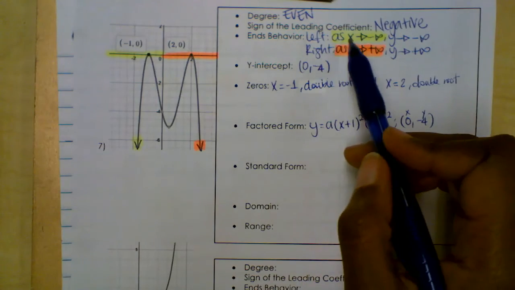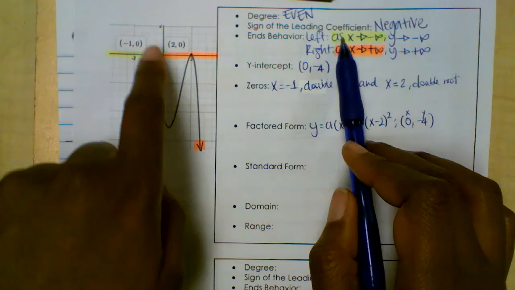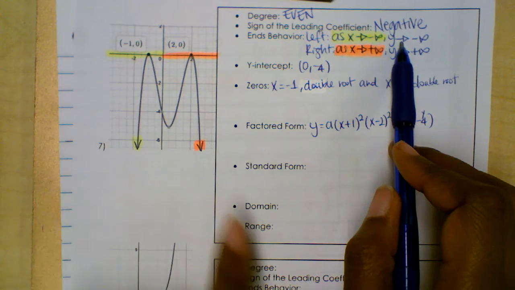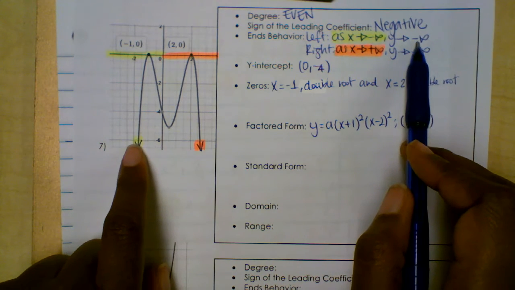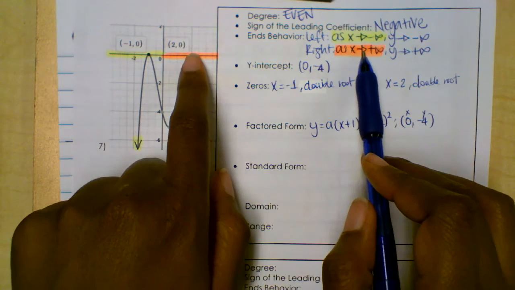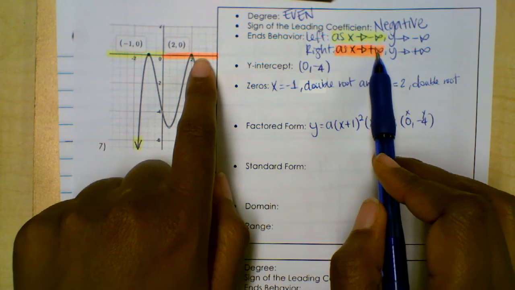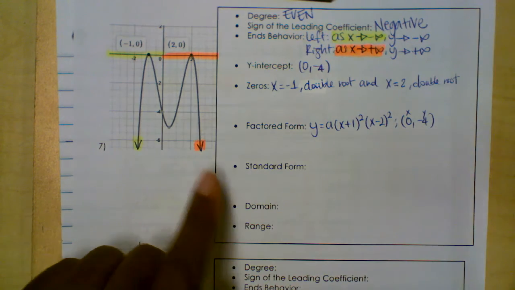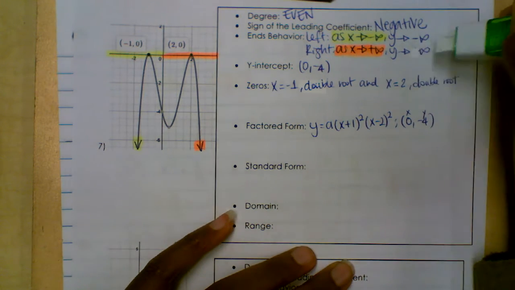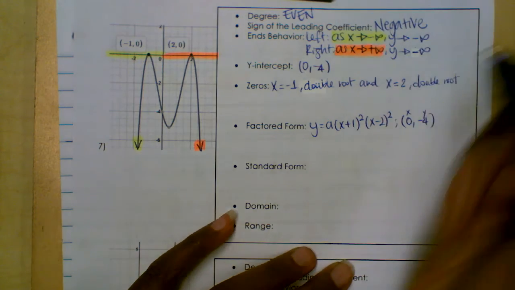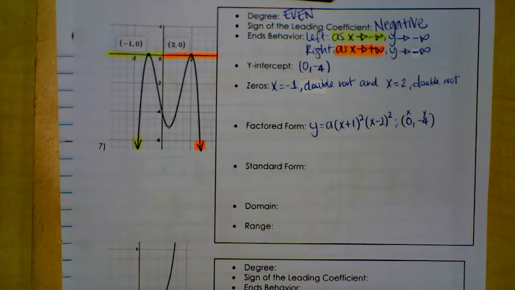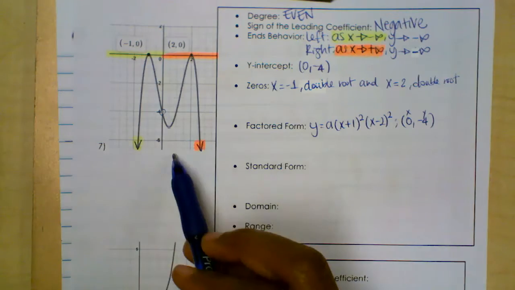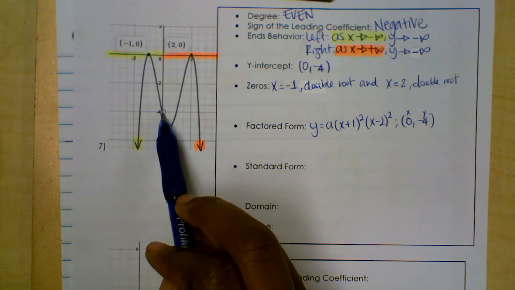Now the end behavior on the left: as the x value keeps on becoming more negative, the y value approaches negative infinity. On the right, as the x value approaches positive infinity, the y value approaches negative infinity, because the arrows are pointing down. And the y-intercept represents the point of intersection between the y-axis and the polynomial, which is right here.